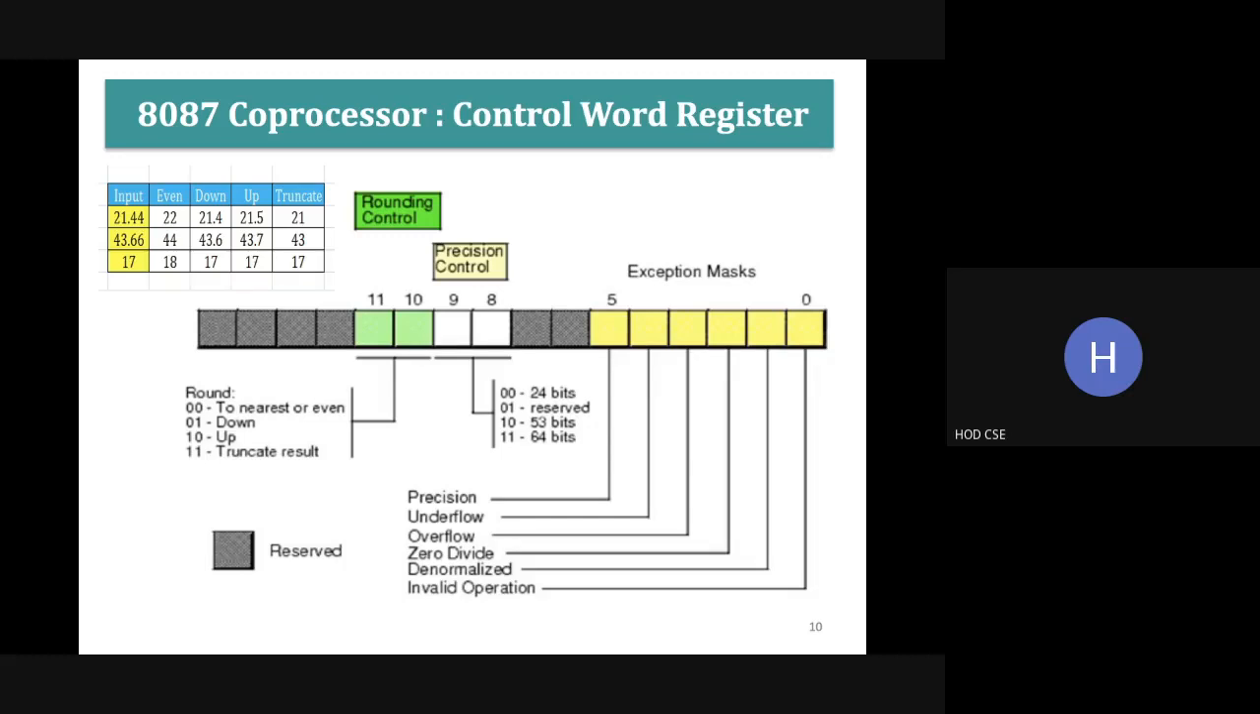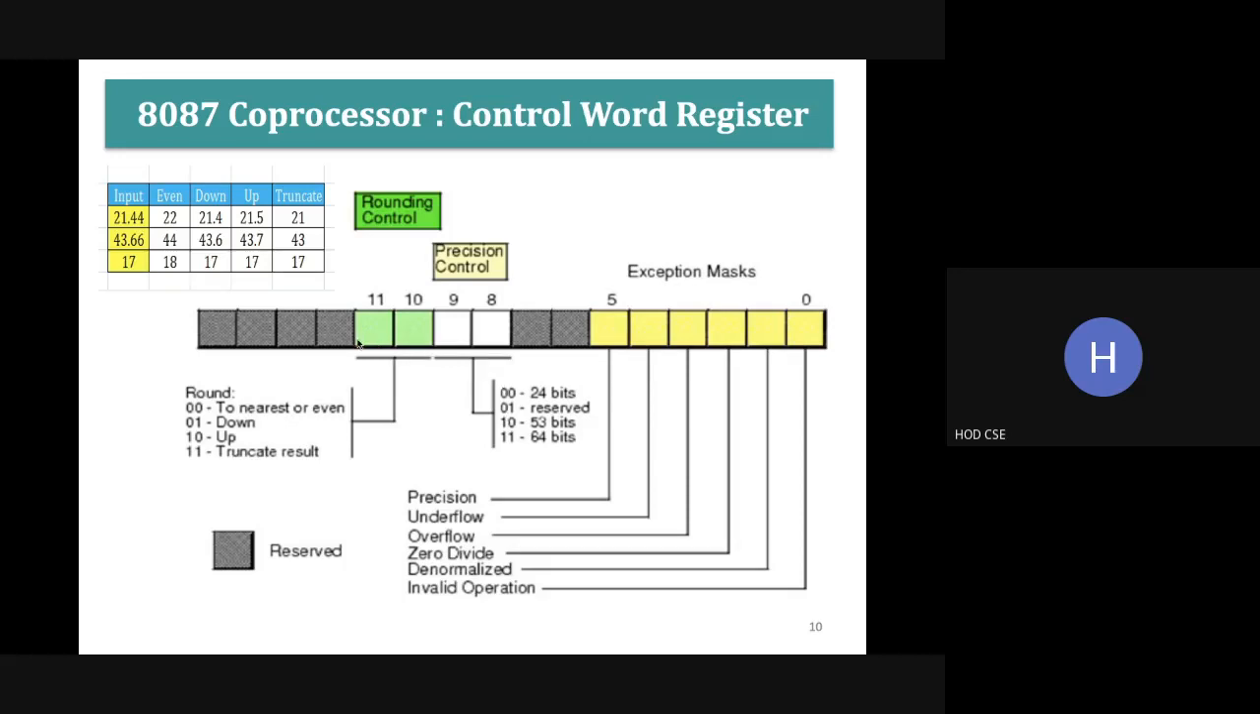It is a 16-bit register. Bits 0 to 5 are the exception masks, which represent invalid operation, denormalized operand, divide by 0, overflow, underflow and precision. For precision control we use the 8th and 9th bits: 0, 0 means 24 bits; 0, 1 is reserved for future use; 1, 0 is 53 bits; and 1, 1 means the result can be 64 bits.